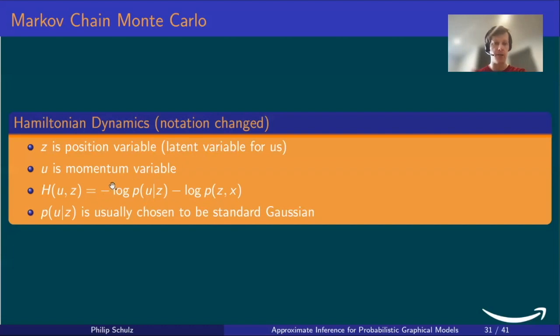And then we have to define the momentum variable. And usually the momentum variable is chosen such that it depends on the position. Doesn't need to be, could be chosen independently. And in fact, it's often chosen to be standard Gaussian. So in that case, it might just be chosen independently of Z, right? So if we choose p of u given z to be independent of Z, then we could just assume it's a standard Gaussian. And again, for practical purposes, that's often done. Now you can optimize your momentum variable, but again, we're going to stay with the simplest variant of the algorithm, and we're just going to draw from a standard Gaussian here.